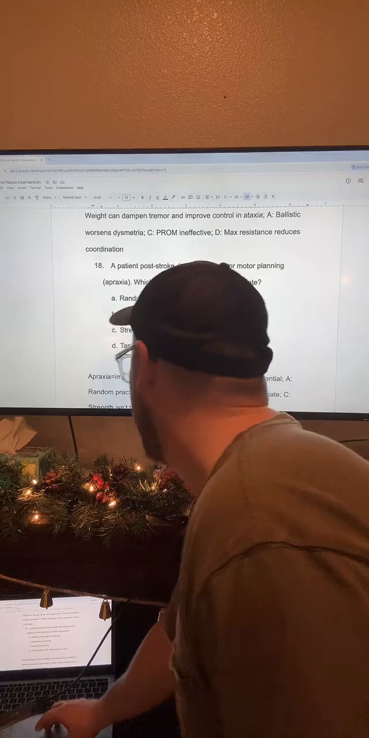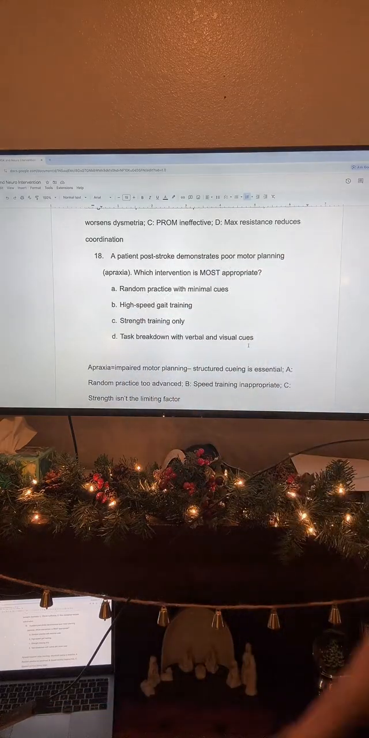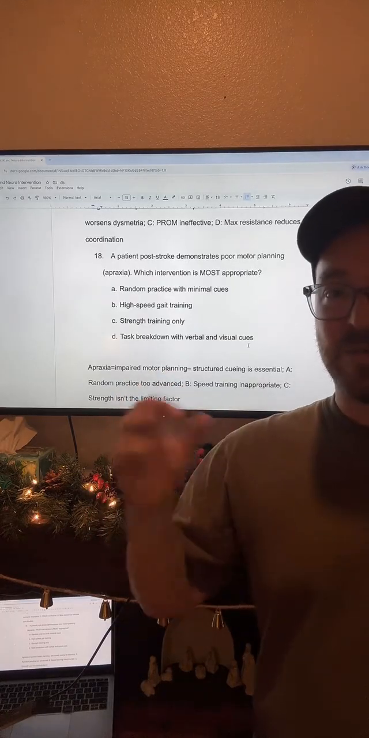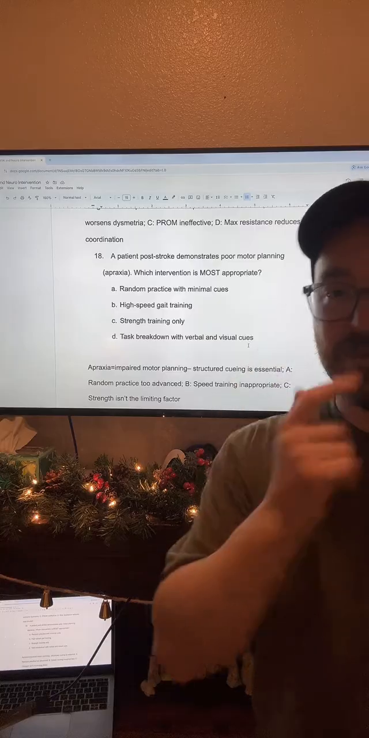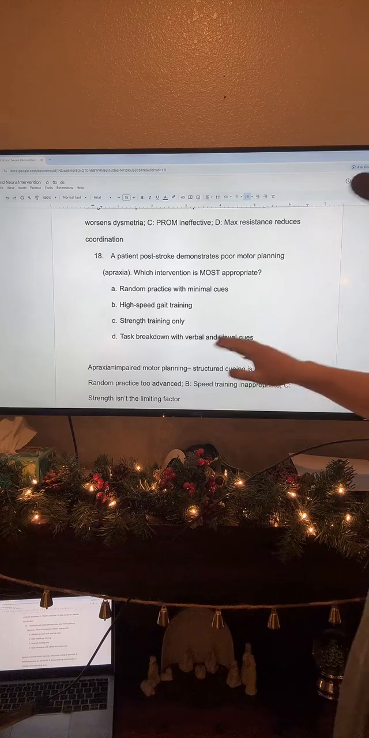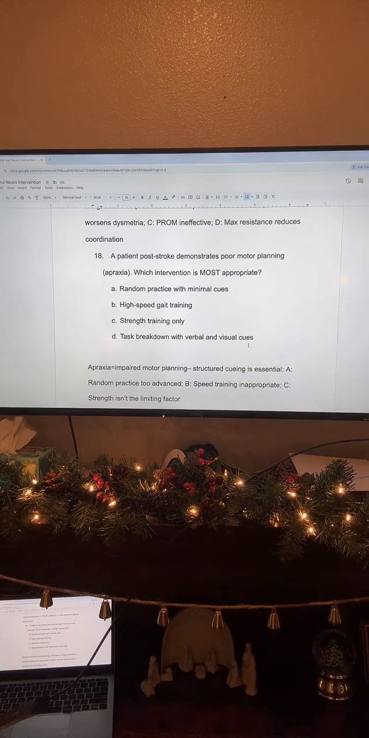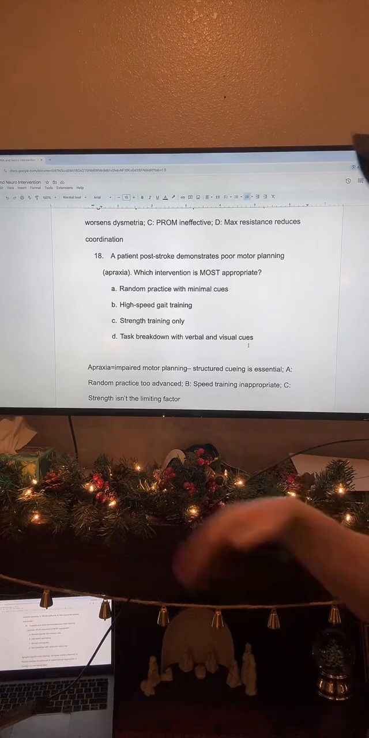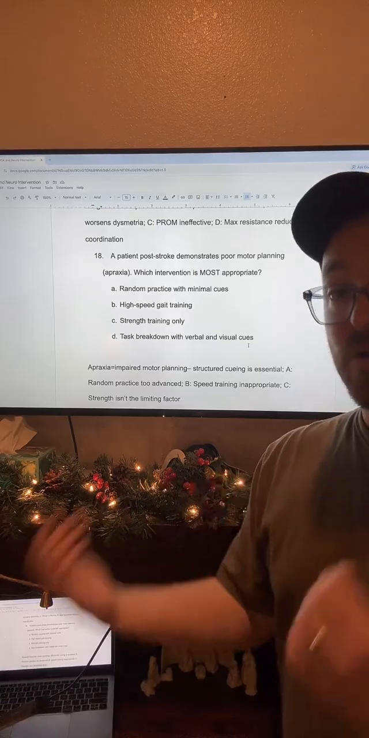So apraxia is impaired motor planning. If you have them do random practice, they have problems with their motor planning, so they're going to do a really random job. So random practice with minimal cues is not going to be effective in trying to treat a person's apraxia. We need structured cueing, like structured regular cueing initially. Random practice is going to be too advanced. Speed training is inappropriate in a person with apraxia because, again, it's poor motor planning. If you are trying to maximize speed, they're going to have even worse motor control.